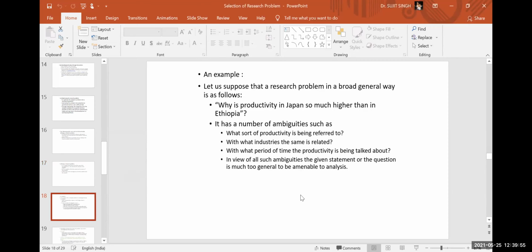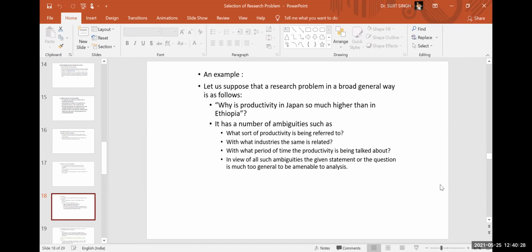Okay. Let's say another example you can take. Let us suppose that such a problem in a broad general way is as follows. Why is the productivity in Japan so much higher than in Ethiopia? One simple thing. We want to investigate what is the reason. If you can identify the reasons, you can improve upon the productivity.